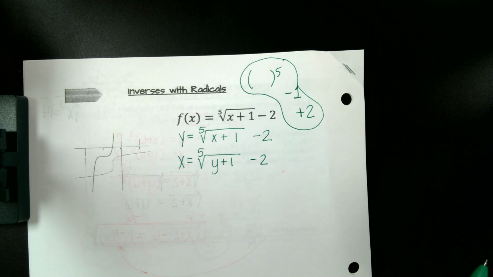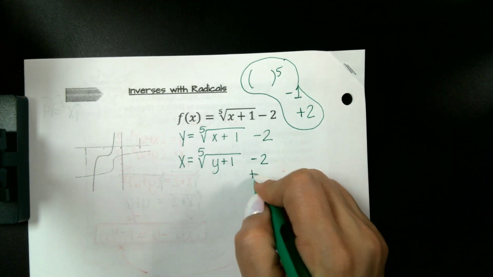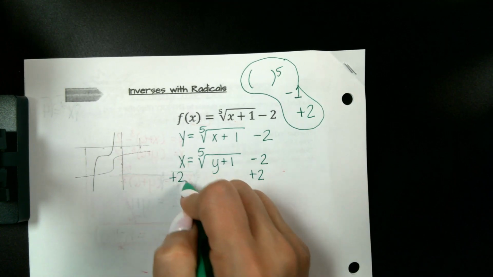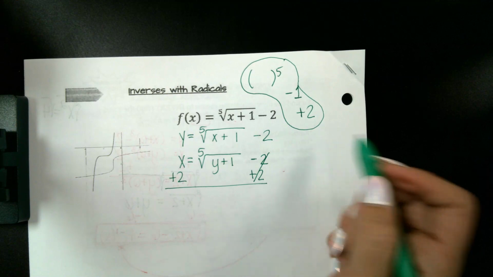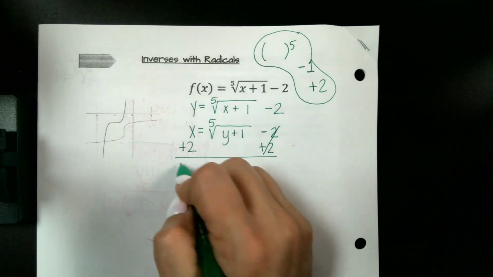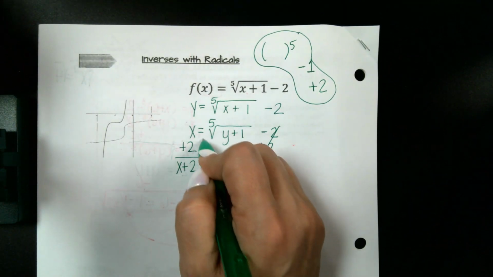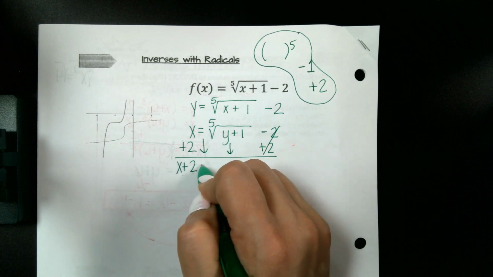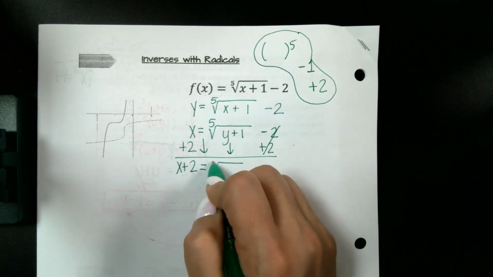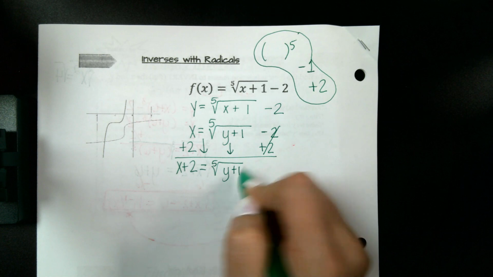Okay, can I move the minus 2 right now? Yes. I could not move the +1 because it is under a root. So I can't move that one yet. But I can go ahead and move the -2 by adding it. So on the left-hand side, we have x plus 2. And then the rest of this stuff just comes down. Equals the fifth root of y plus 1.